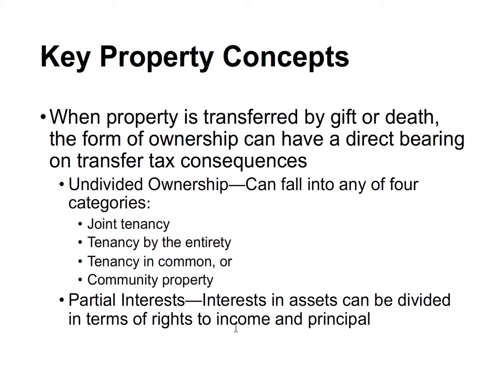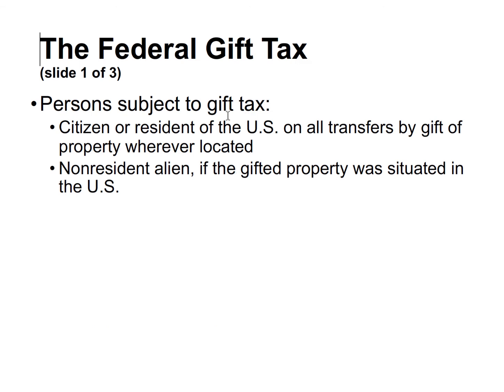Partial interest. Interests in assets can be divided in terms of rights to income and principal. So if someone dies and they own a portion of an asset, they don't have to include the full amount. That could potentially be the case if you have a certain type of ownership, but if you just have a partial interest, then your normal rule is you're not going to have to include the full amount.